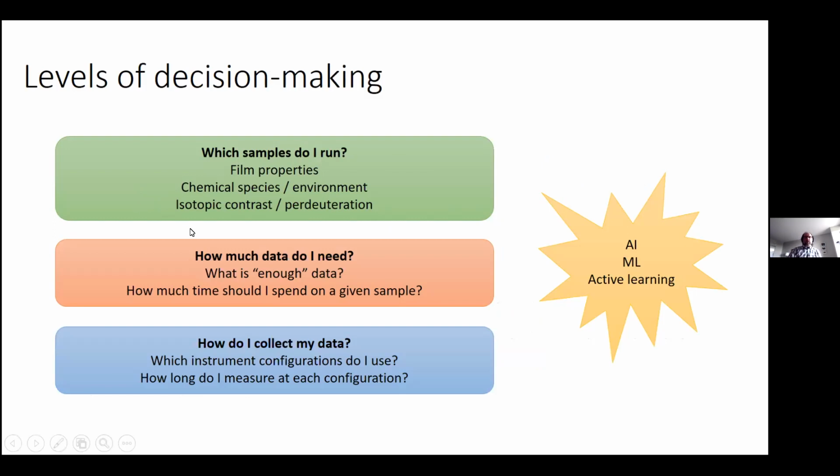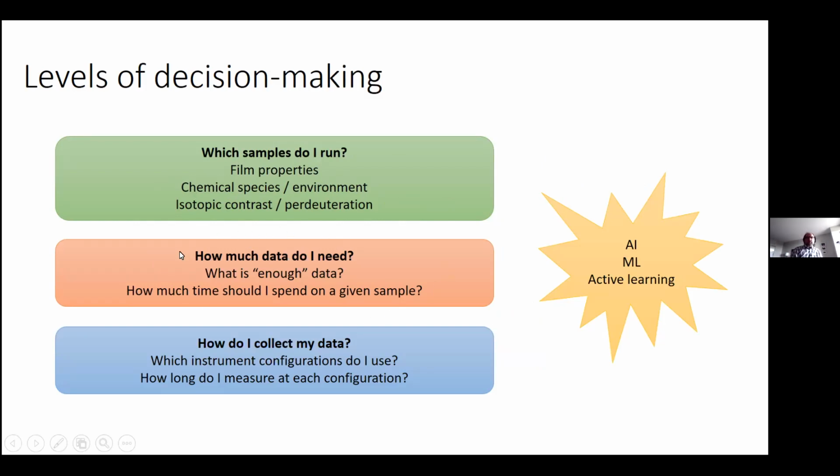But then here's a sort of technical one. To get the information that I want, what isotopic contrast do I use? D2O, H2O, some mixture of them. Do I perdeuterate my molecules? This sort of thing. So this is a sort of high level decision having to do with how you actually prepare the sample.